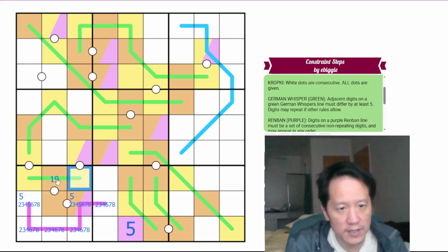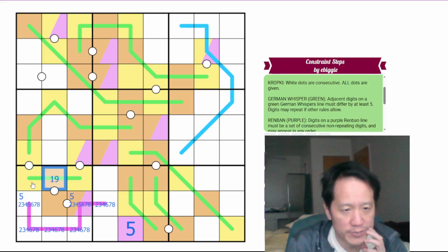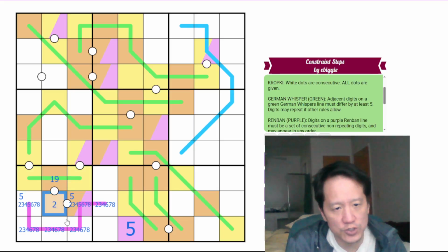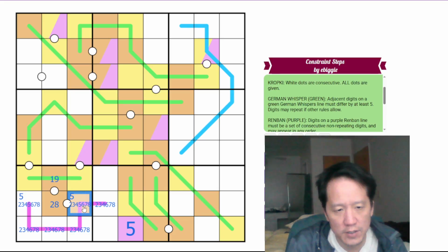Right? Because the yellows are the opposite set. So if one of these is 1, then the other one has to be 9 here. So this has to be 2 or 8, which means this has to be an orange. It cannot be pink. So this has to be 3 or 7 here, which means it cannot be pink. It's an orange and is therefore 3 or 7.